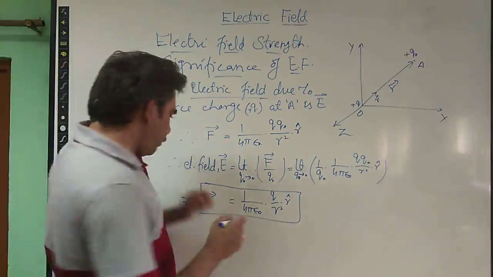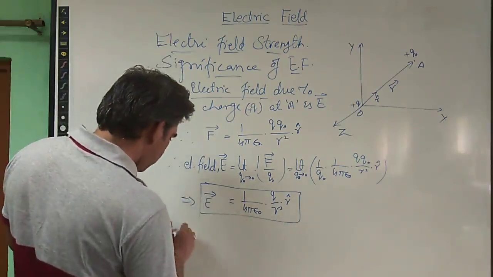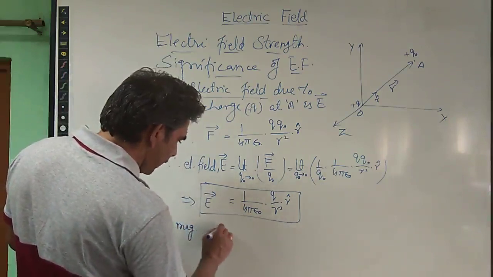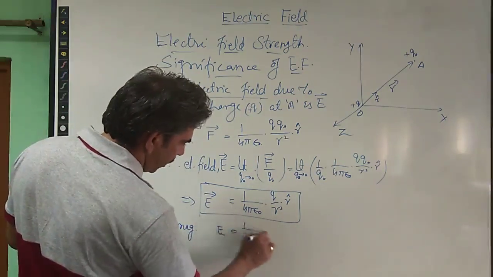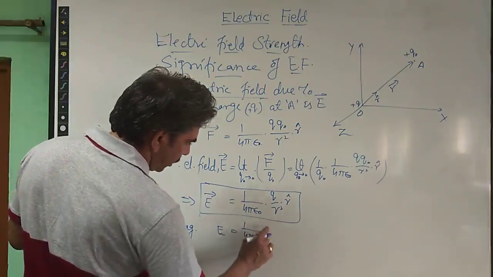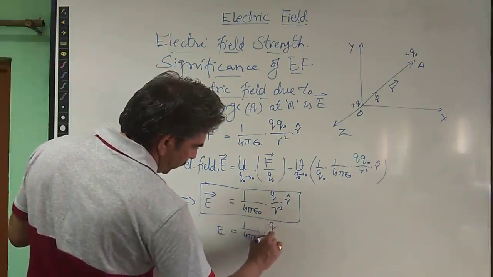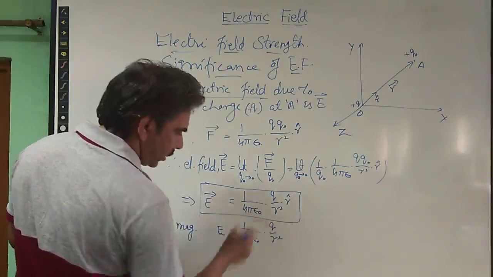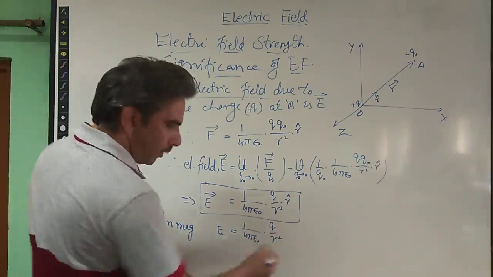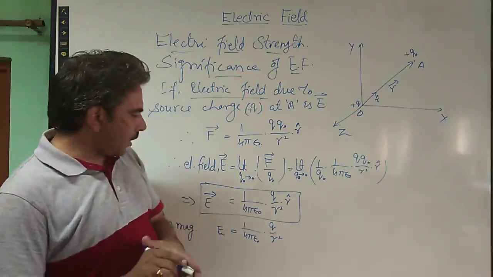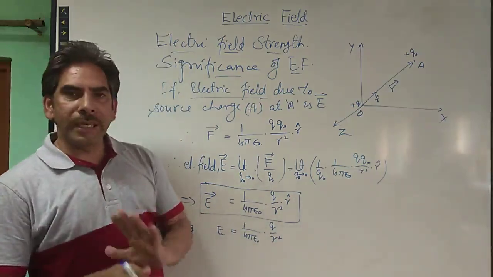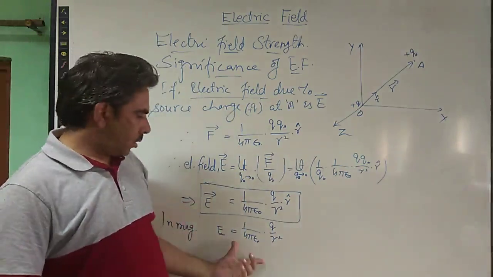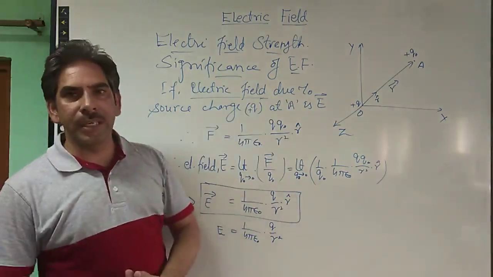In terms of magnitude, we can simply write it as E is equal to 1 upon 4 pi epsilon naught into Q upon r square, where Q is the charge due to which this electric field is being written. So that is the simple way to write the electric field due to a given source charge by using the concept of electric field strength.